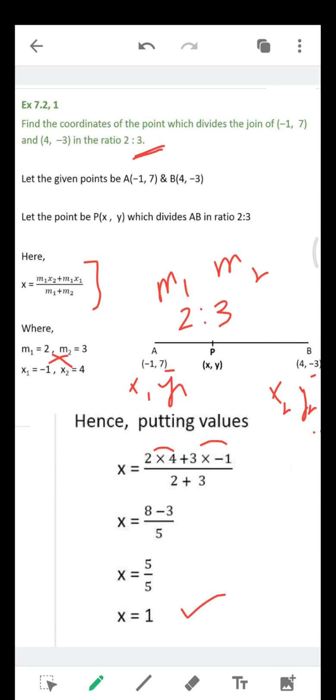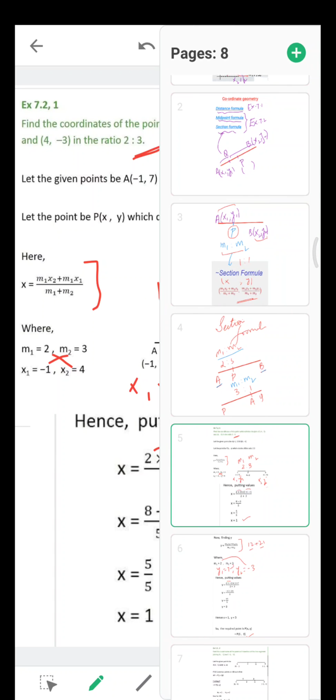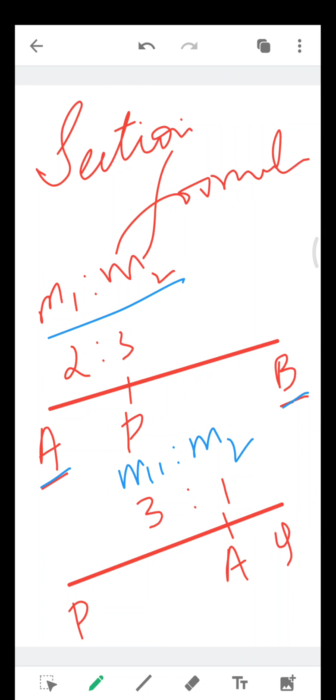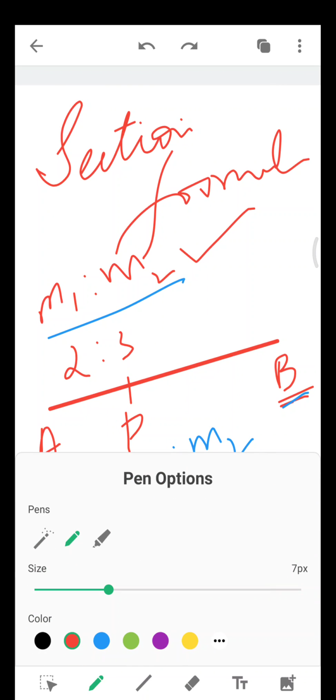In the next upcoming questions of the exercise, you'll see different types of questions. Remember one thing: whenever a section formula question comes, it can come in different forms. Here the ratio was given, the points were given, and we found the point P.